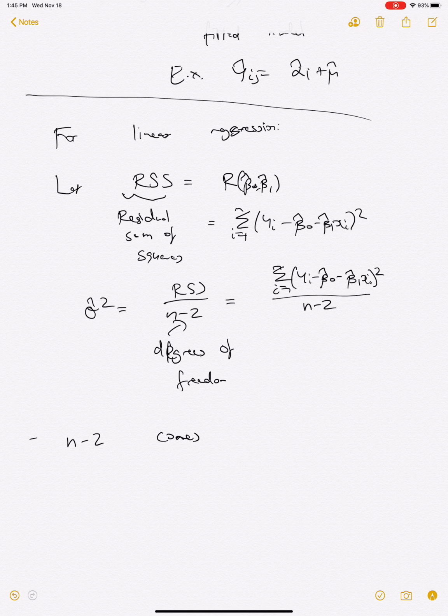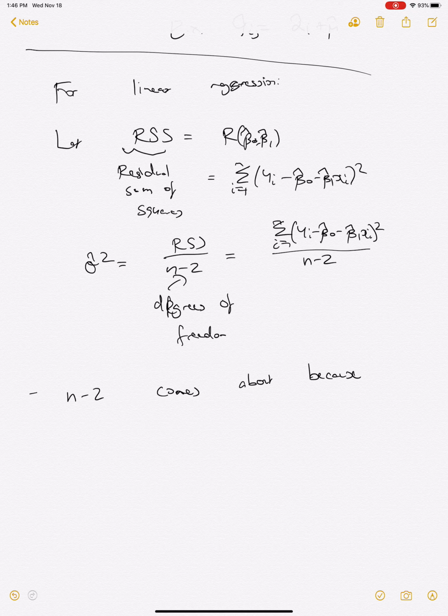You're hopefully starting to get the hang of this. So it comes about because we have n data points, but then we have 2 parameters. So you'd start with n degrees of freedom, but we lose 2 because we estimate beta 0 and beta 1.